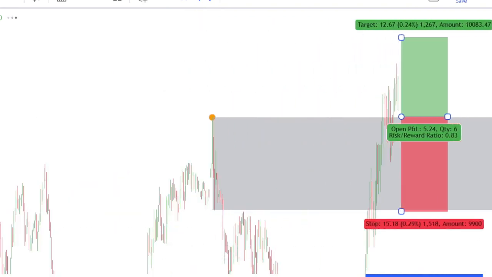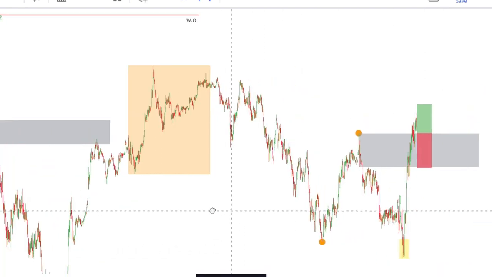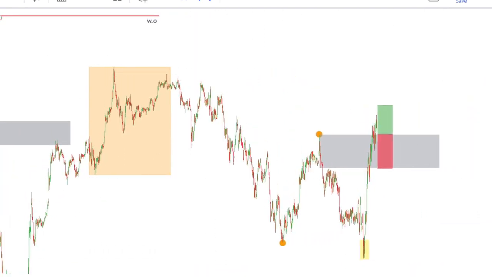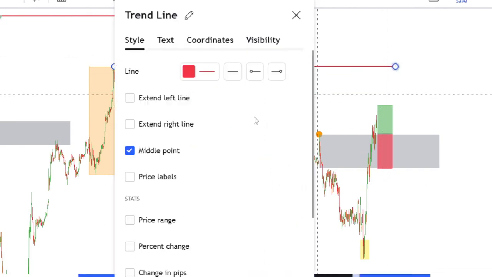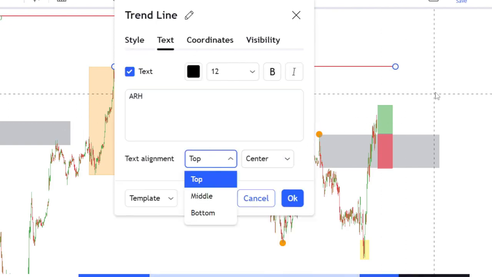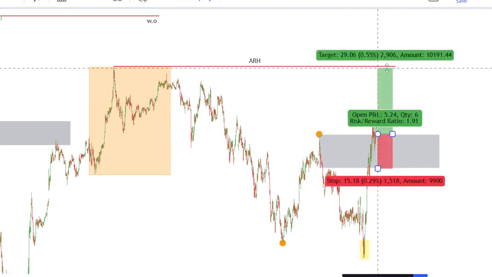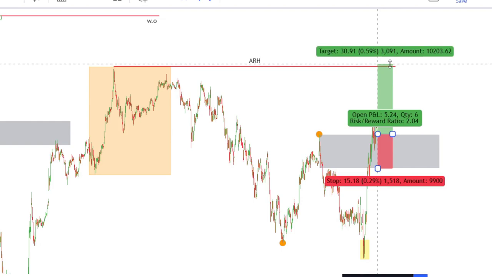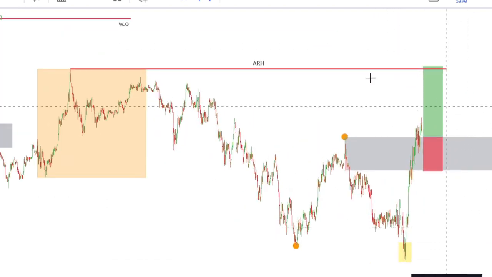And again, remember our basic ICT concepts. Where do we target as a minimum, right? So this trade didn't run all the way to the moon, which is fine. But we have some Asian liquidity over here. This is the Asian range high, ARH. So we understand just from basic ICT concepts that a target that we want to look for in the markets is just above this Asian range high, as price often does sweep the Asian range low and then the Asian range high.